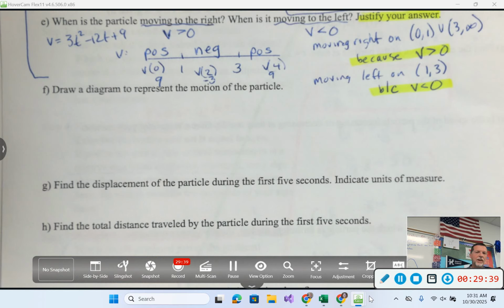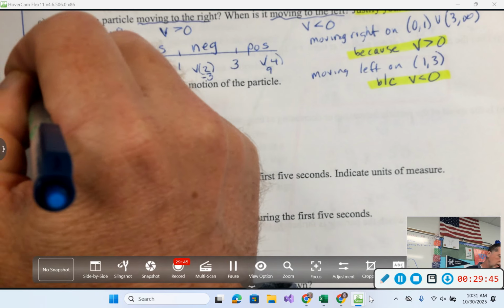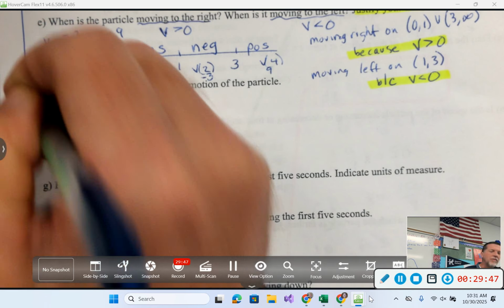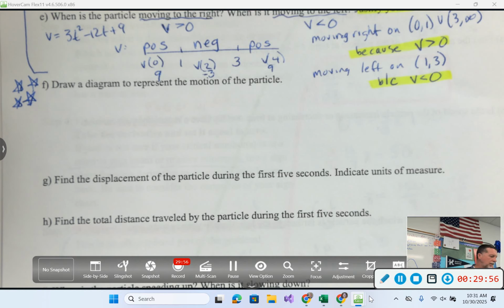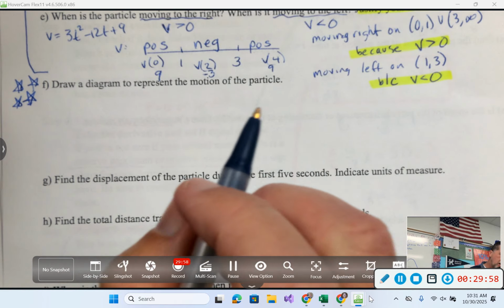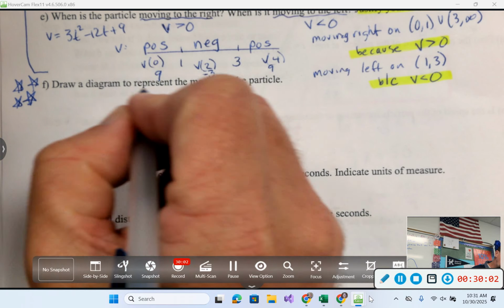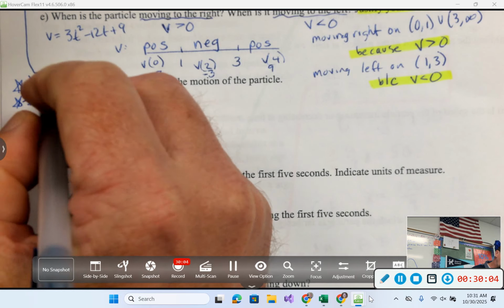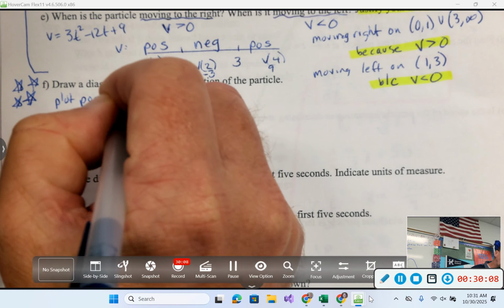Draw a diagram to represent the motion of the particle. I don't know that we do this in physics, which is maybe why people struggle with it. Everything up till now had at least some connection to physics. You're kind of familiar with the stuff. I don't know that we do motion diagrams in physics. So a motion diagram is, we're going to plot the position.